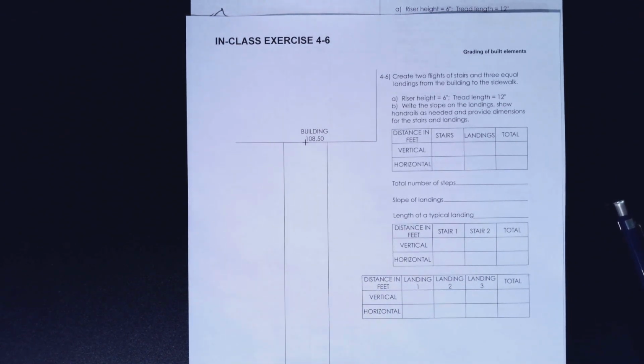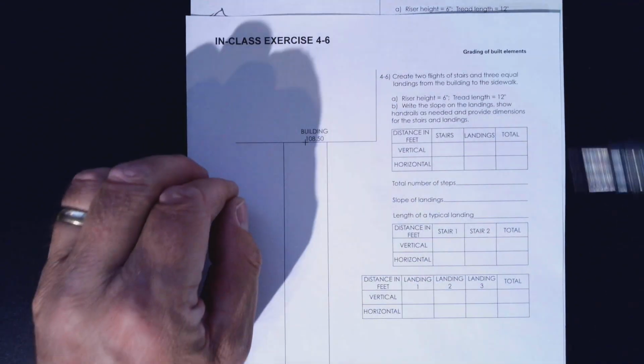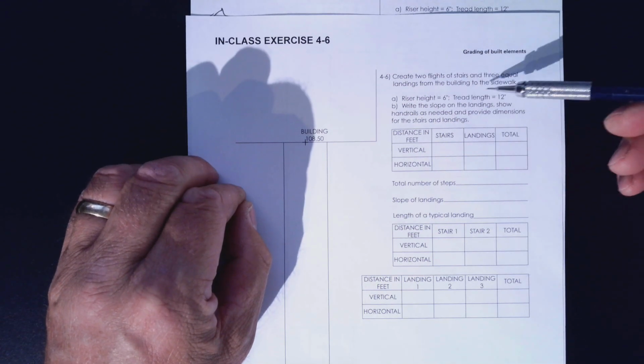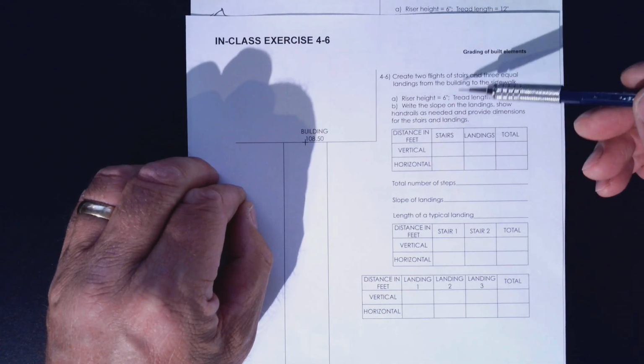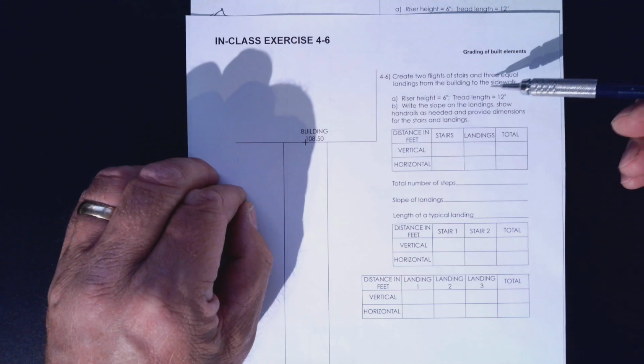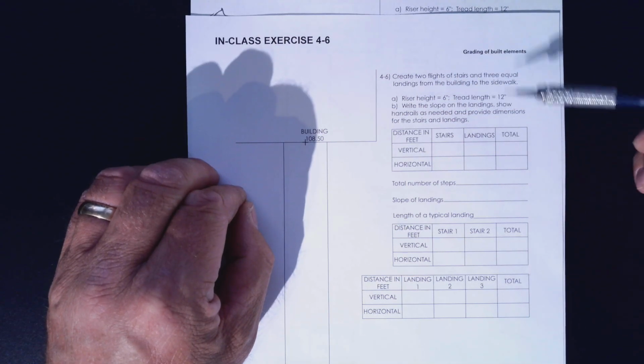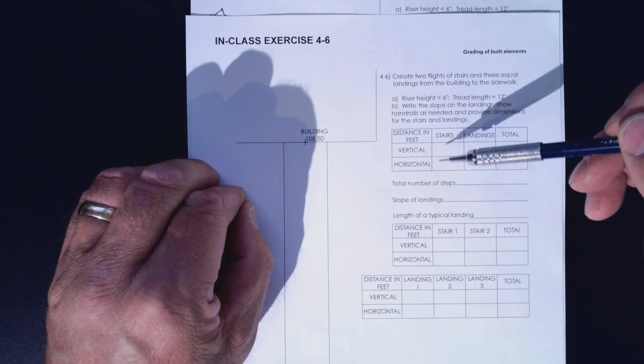This is grading exercise video 4-6. For this exercise, we're going to create 2 flights of stairs and 3 equal landings from the building to the sidewalk. The riser height is 6 inches, tread is 12 inches.